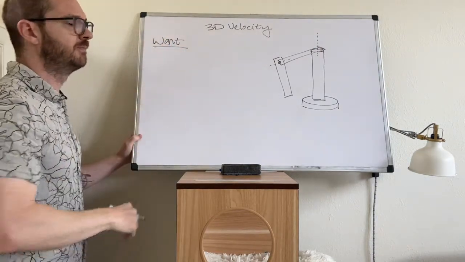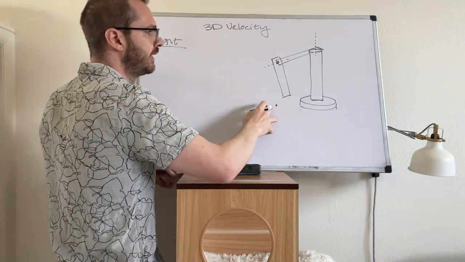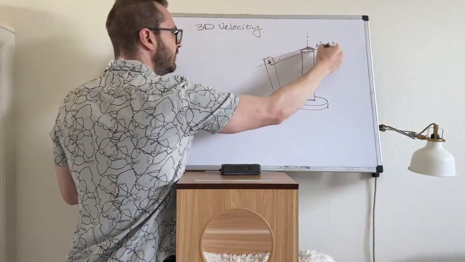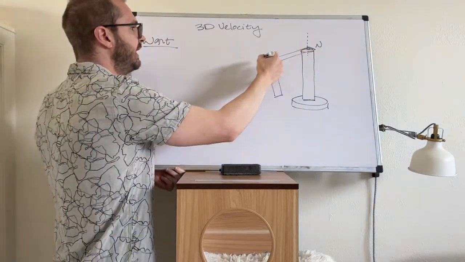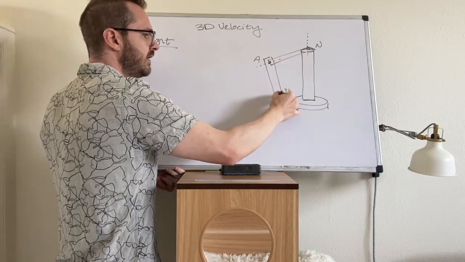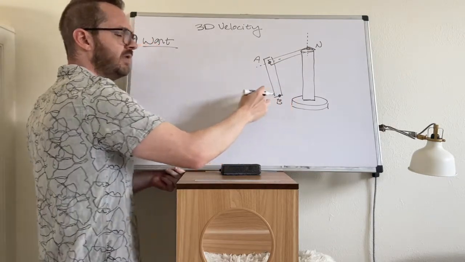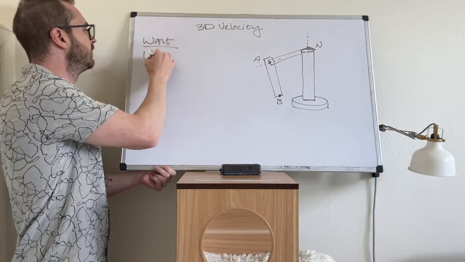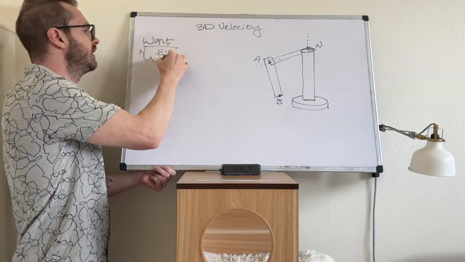All right. So what we want out of this problem. Well, first of all, let's put some points on it, and let's talk about this problem. So here's our non-moving inertial point N. This pin joint is going to be point A, and then there is a point at the end of the second pendulum, and that is B. What we want is we want omega N to B, and we want VB.